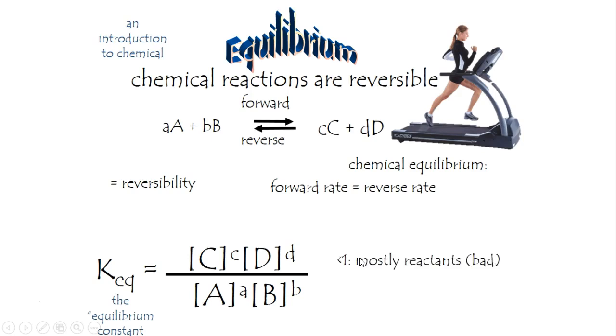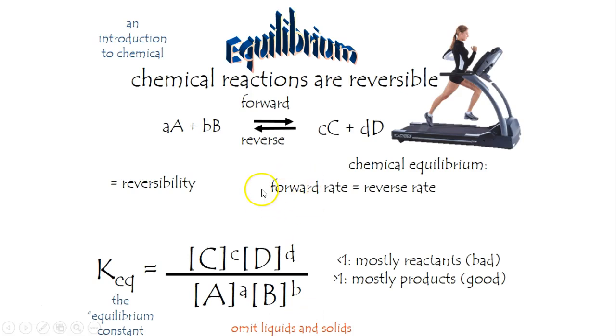If you get a low number, less than 1, it means that you have a lot of reactants still. That's considered by synthetic chemists anyhow to be a bad thing, right? The reaction didn't go very far. If it's greater than 1 or approaching infinity, things are good, and the reaction has gone to completion.